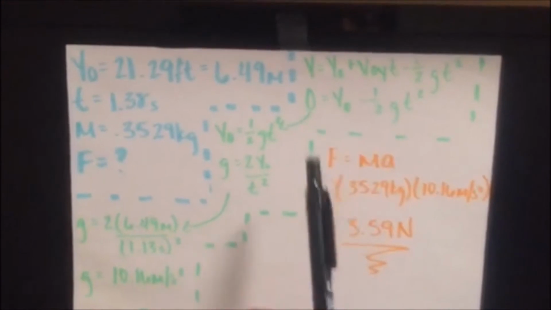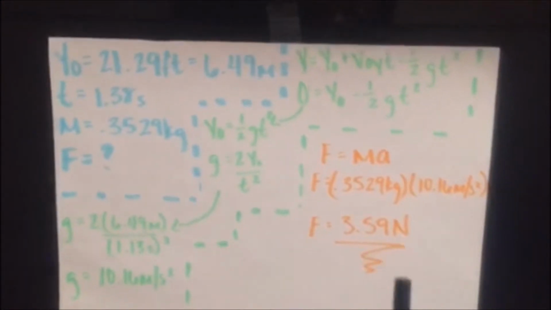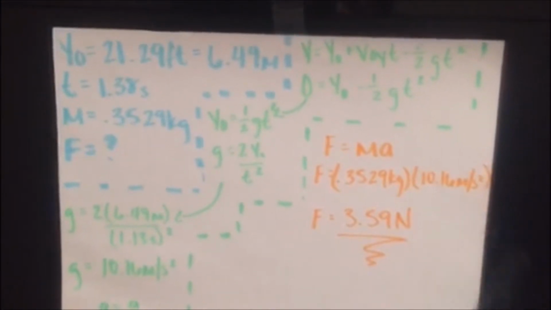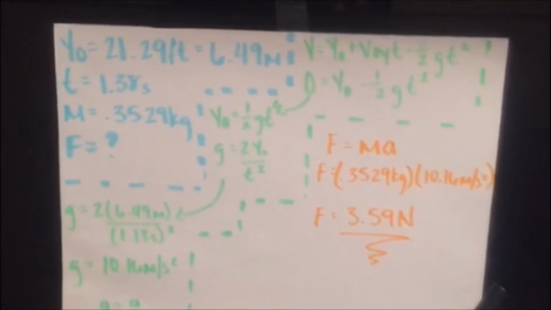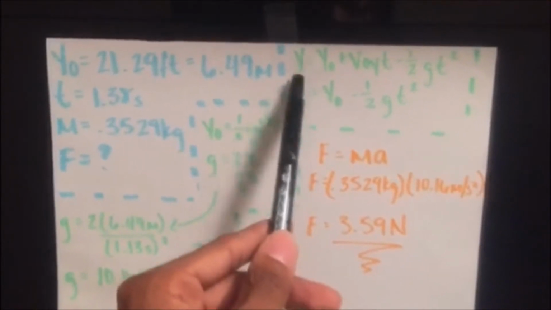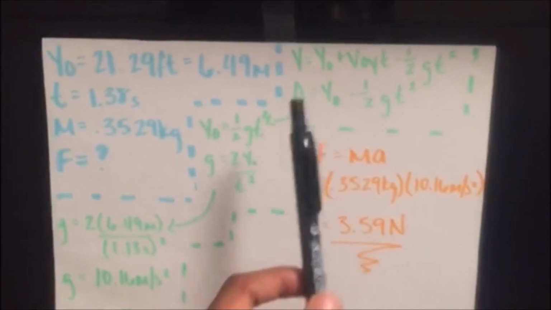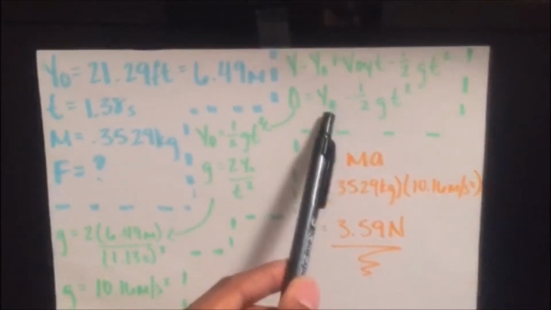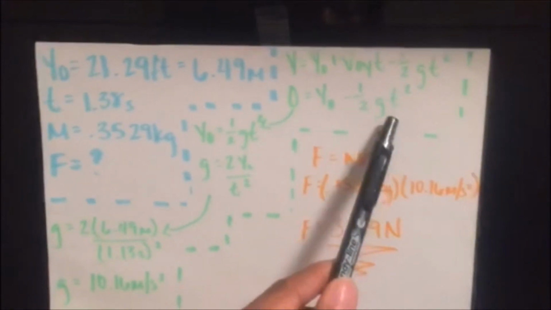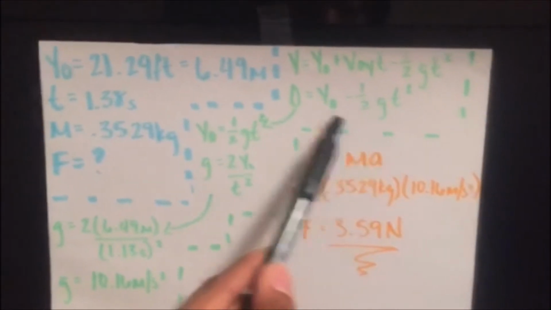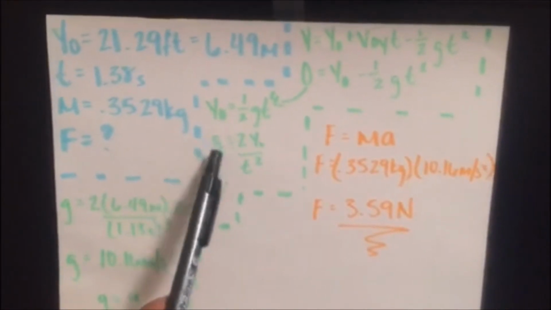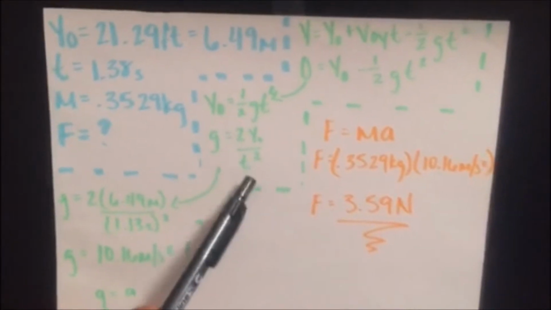In order to find our force, we use the formula y equals y initial plus the initial velocity in the y direction times time minus 1/2 gt squared. We cross out y because our y final will be 0 and our initial velocity of the y will be 0. So now we're left with 0 equals y naught minus 1/2 gt squared. Now we're here to find our g. So that leads us to g equals 2 y initial over t squared.